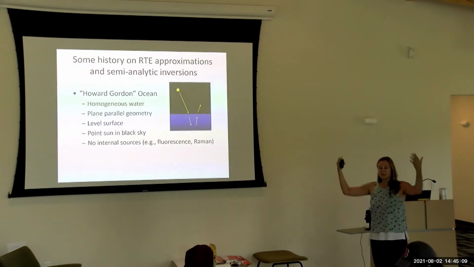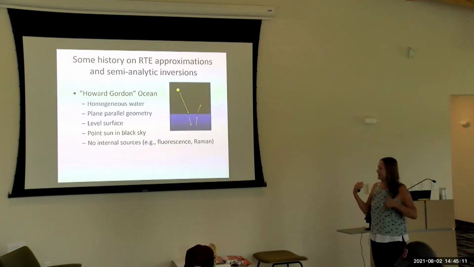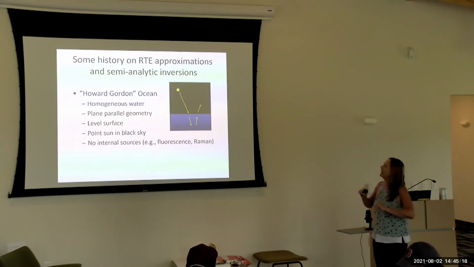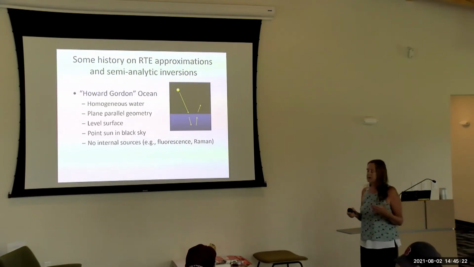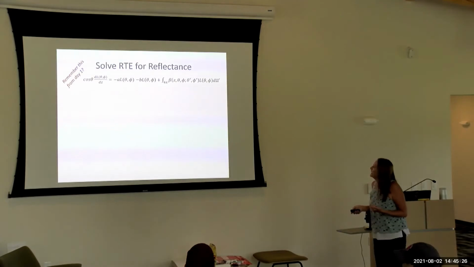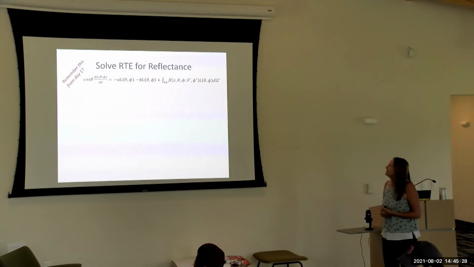Plane parallel geometry, only the sun is coming in at a certain angle, the surface is level. The sun is a point in a black sky, there's no skylight, and there are no internal sources, so no fluorescence, no water Raman. All right, so let's solve the radiative transfer equation for reflectance.